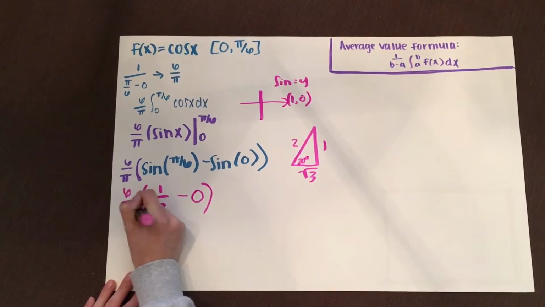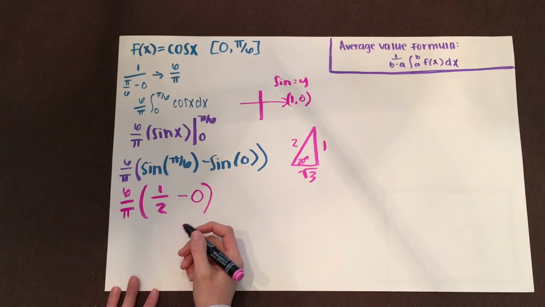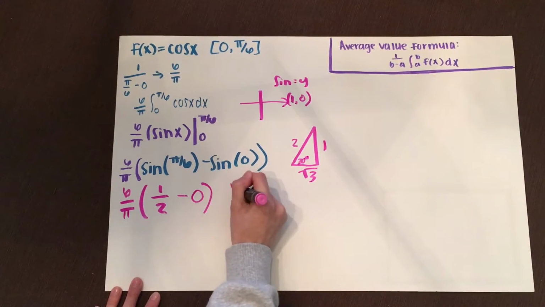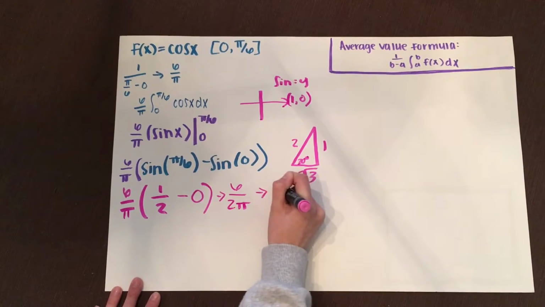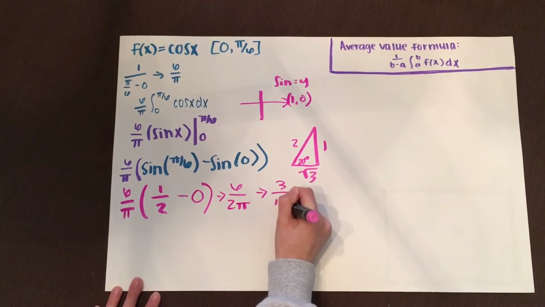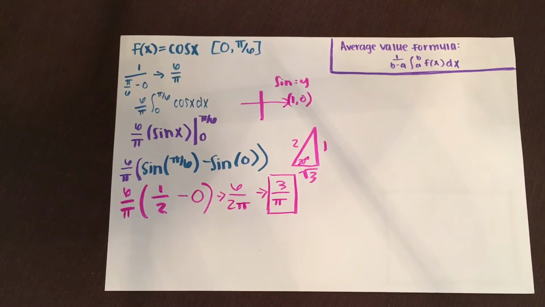So you have 6 over pi times 1/2. And so 6 over pi times 1/2 gives you 6 over 2 pi, which simplifies down to 3 over pi. And so 3 over pi turns out to be your average value.